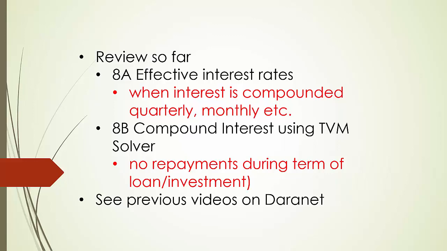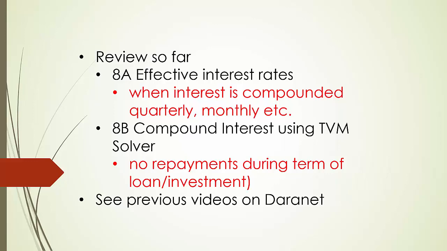Just a quick look at what we've done so far. We looked at 8A, effective interest rates. This is the rate of interest that you will get when interest is compounded more often than once a year, for instance quarterly, monthly, weekly or daily, and it means that if you're borrowing money it's going to cost you a bit more than the quoted rate, the nominal rate. If you're saving money you're going to earn a bit more than the quoted or nominal rate.